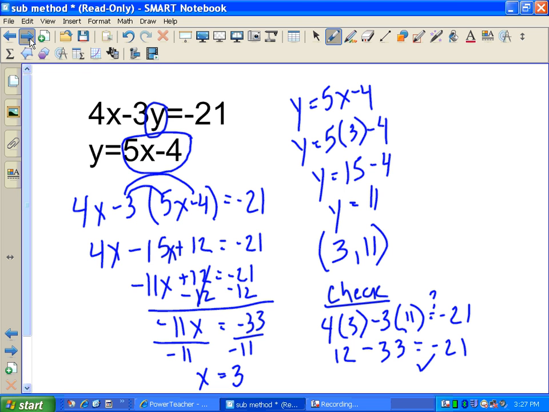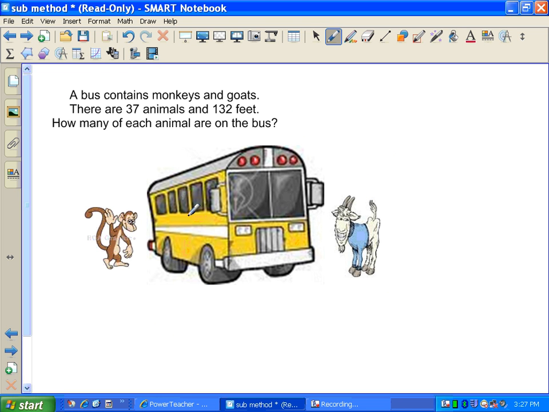There's one more example that looks a little differently because it's a word problem. A bus contains monkeys and goats. There are 37 animals and 132 feet. That's animal feet. How many of each animal are on the bus?